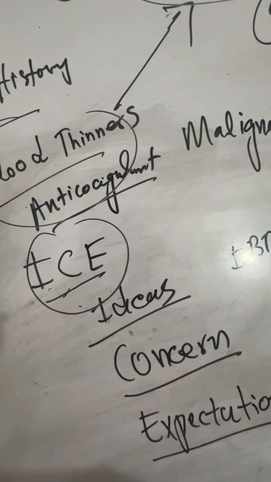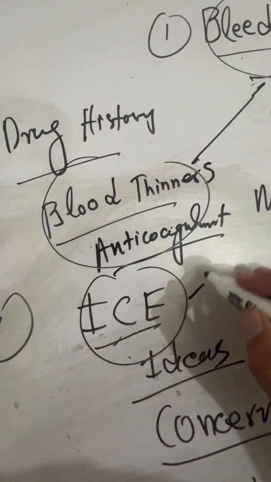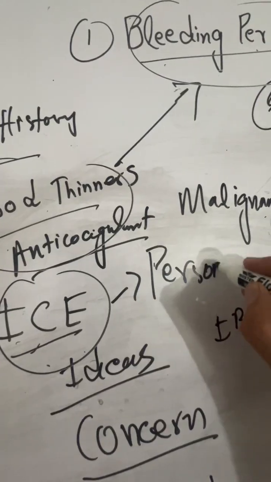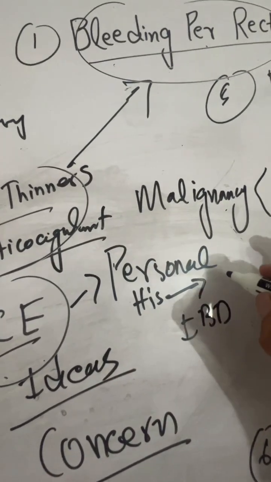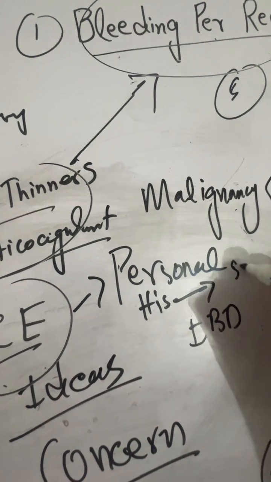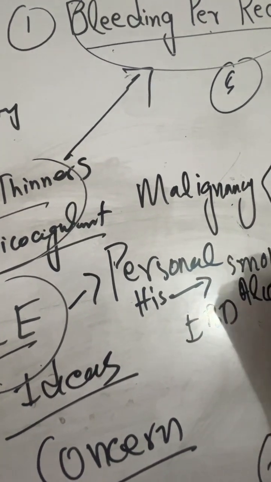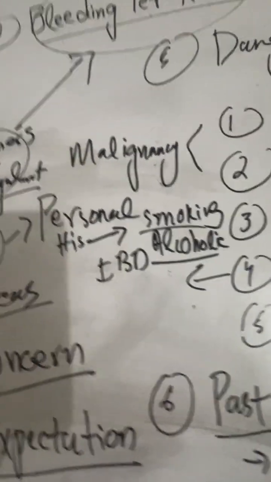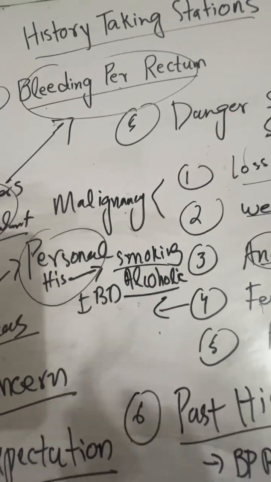The one thing I forgot is that before the ICE component, we will also inquire about the personal history. In the personal history, we will ask about any smoking or alcohol use. So this is the bleeding per rectum history.